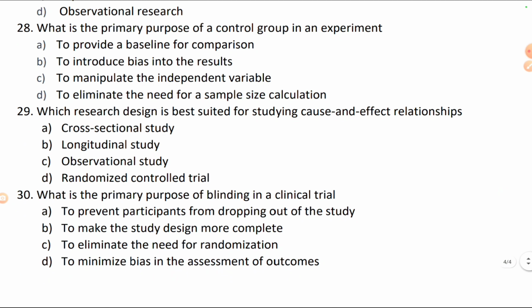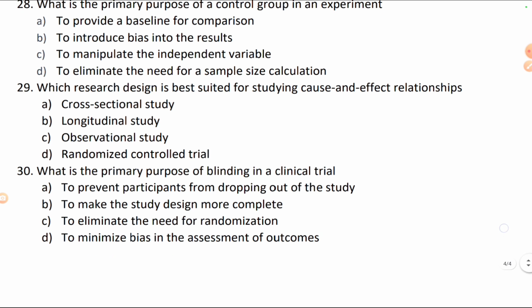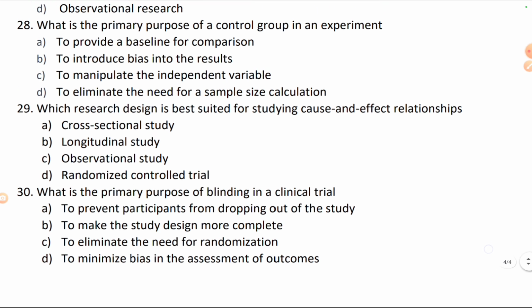MCQ number 28. What is the primary purpose of a control group in an experiment? Option A, to provide a baseline for comparison. Option B, to introduce bias into the results. Option C, to manipulate the independent variable. Option D, to eliminate the need for a sample size calculation. The answer is option A, to provide a baseline for comparison.